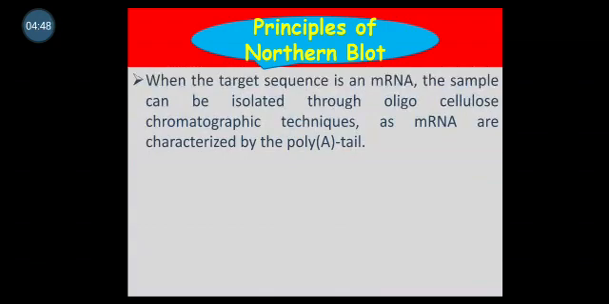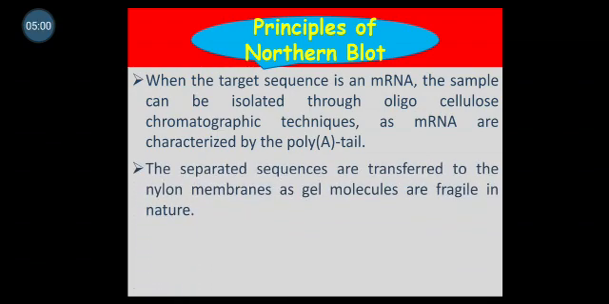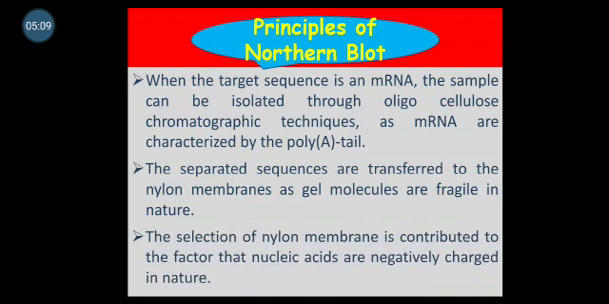When the target sequence is an mRNA, the sample can be isolated through oligo-cellulose chromatographic techniques, as mRNAs are characterized by the poly A tail. The separated sequences are transferred to nylon membranes as gels are fragile in nature. The selection of nylon membrane is due to the fact that nucleic acids are negatively charged in nature.